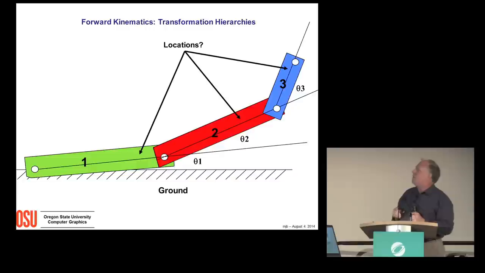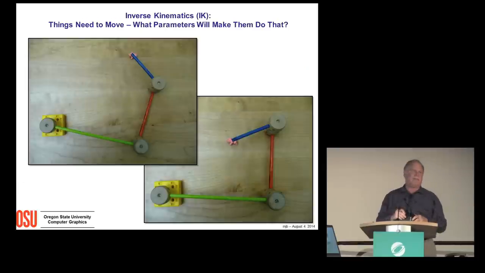There's a converse of this called inverse kinematics. That first one is called either forward kinematics or hierarchical kinematics. Inverse kinematics is you work the problem backwards. You say, I want the tip of this blue piece to be right there. What angles do I need to put in to make that happen? This is a little trickier. It's a non-linear set of equations that typically have to be solved iteratively. But it's really important.